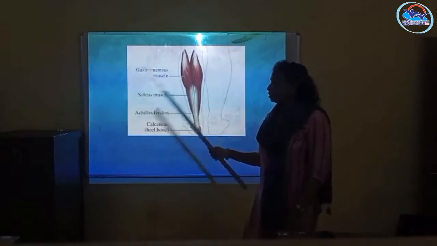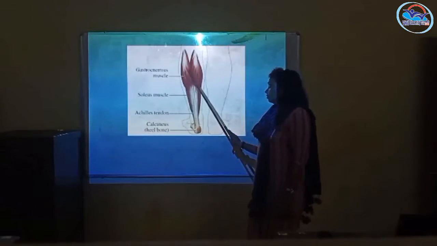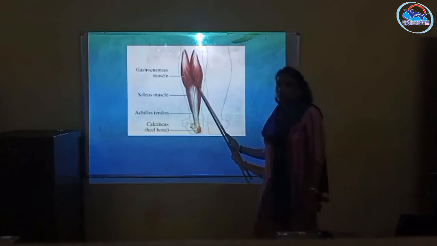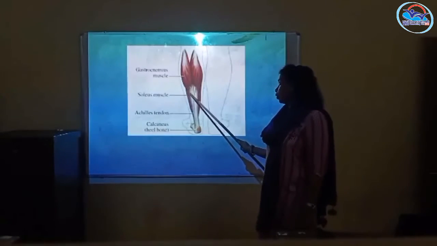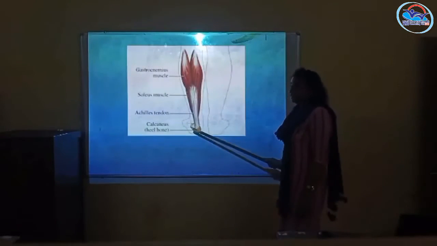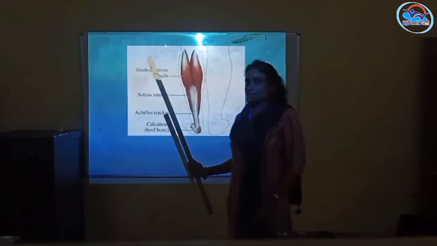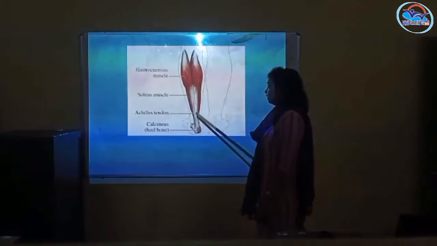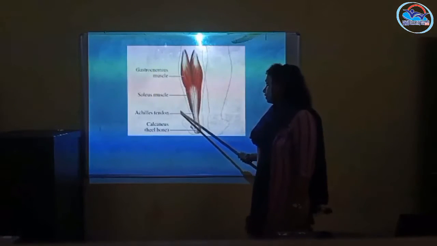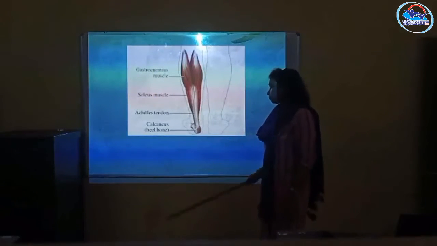In this picture, it is visible that this one is the calf muscle, or gastrocnemius muscle. This one is the soleus muscle, and this is the tendon. The tendon is the attachment between a bone and a muscle. This one is the Achilles tendon.